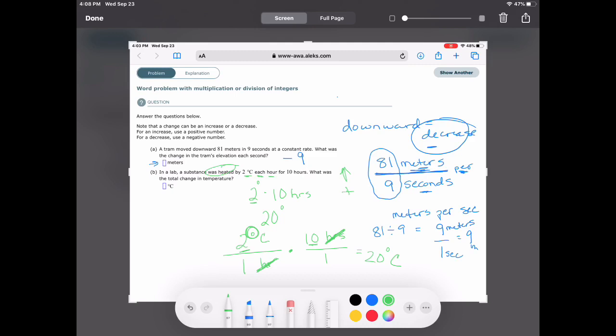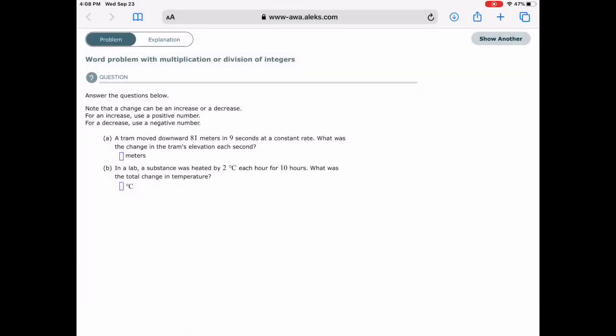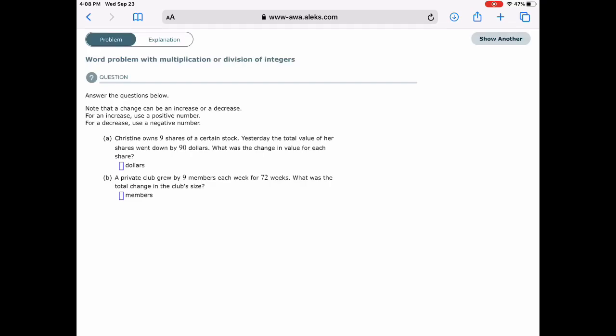This was plus. I don't think Alex wants you to write the plus, but I'm not totally sure. So you can write plus 20 degrees Celsius, or I think it's okay to just write 20 degrees Celsius because we always assume plus right there. All right. Let me get rid of this screenshot, and we should probably look at one more of these.